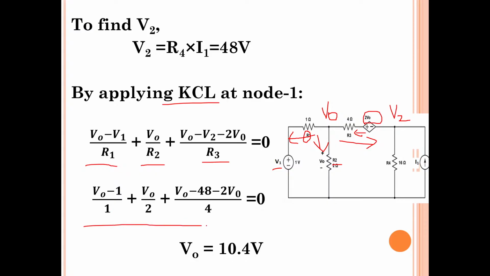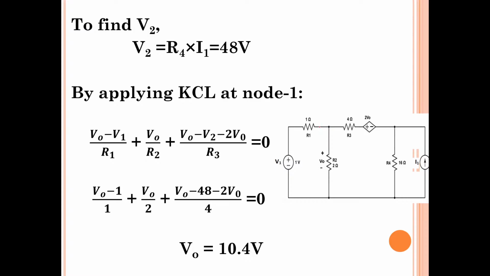Now just simplify this. Here we know the V2 value, which is 48, so I have written that here. V1 is known, that is 1 volt. R1, R2 and R3 are known. So only V0 is the unknown term. All other terms are known. R1 is 1 ohm.